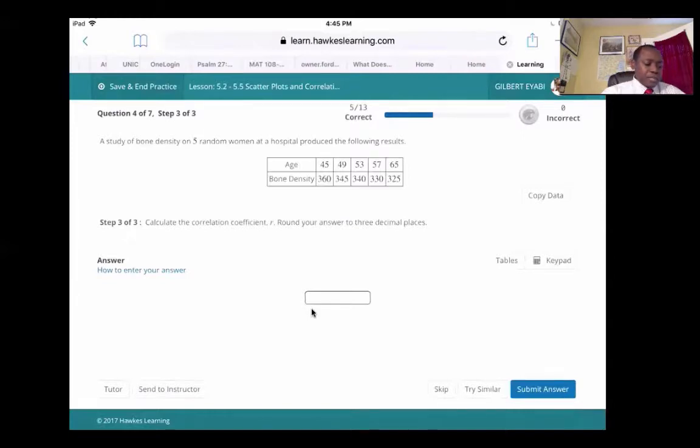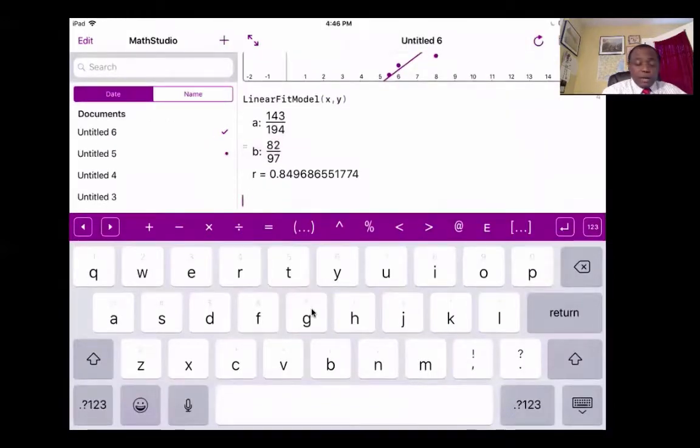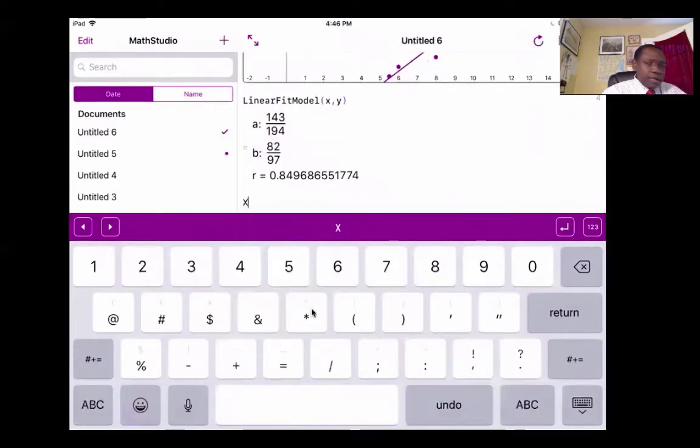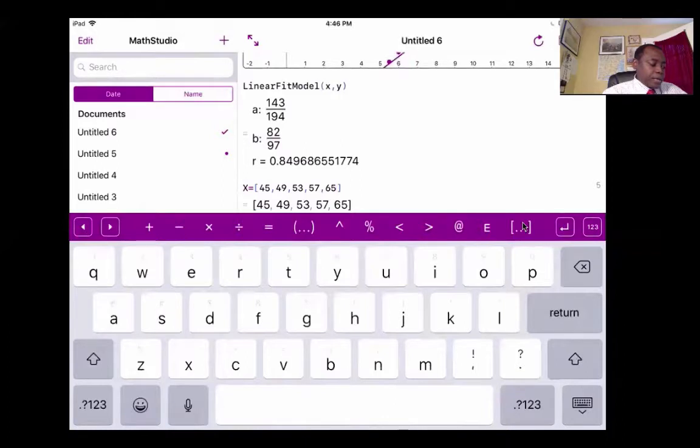Okay, let's put that on MathStudio. This time around, why don't I use uppercase? So uppercase X, and if I click on this 1, 2, 3, that should bring back this menu. So that is equal to, again, use square brackets right there. And the X values were 45, 49, 53, 57, 65. You hit enter. Okay, so that has been assigned.